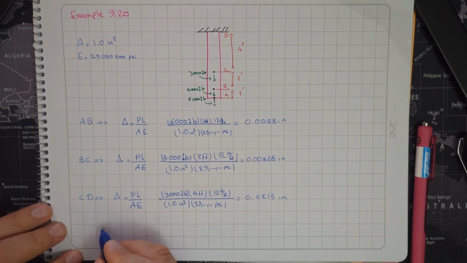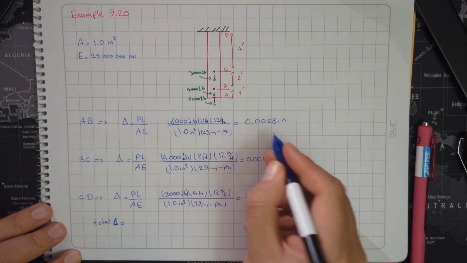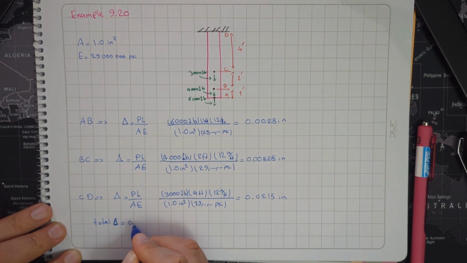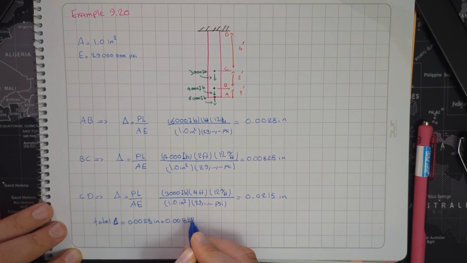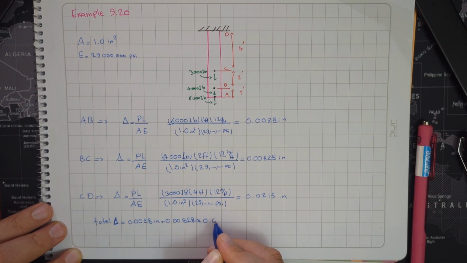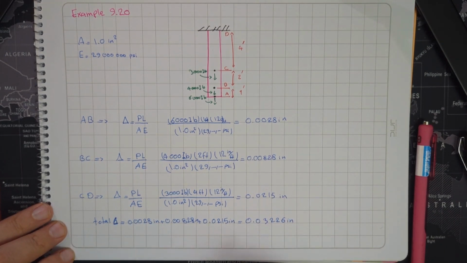And the total elongation is 0.0028 plus 0.0088 plus 0.0215, which gives 0.0322 inches.